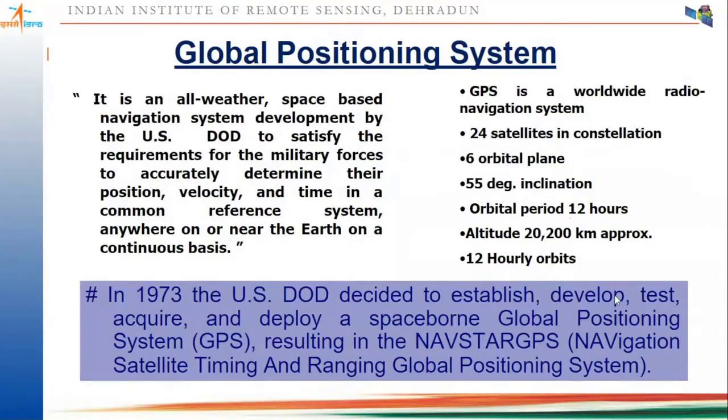Each plane has 4 satellites, with a 55-degree inclination. The orbital period is around 12 hours, and the altitude is approximately 20,200 kilometers. I will show you the picture as well in the coming slides.